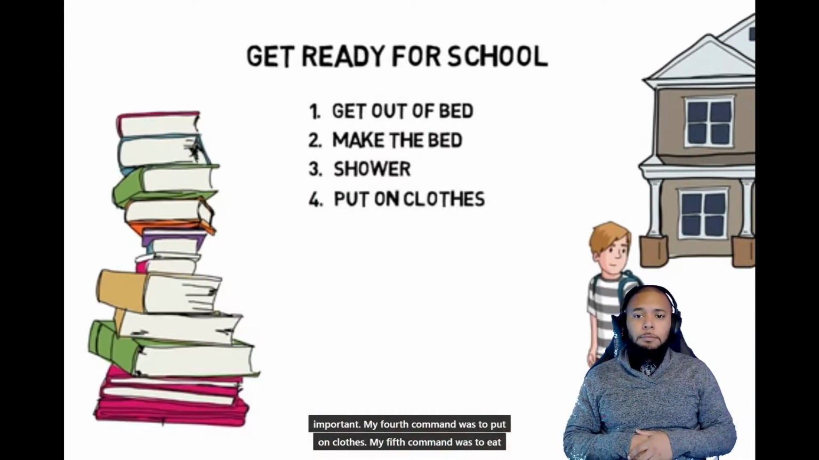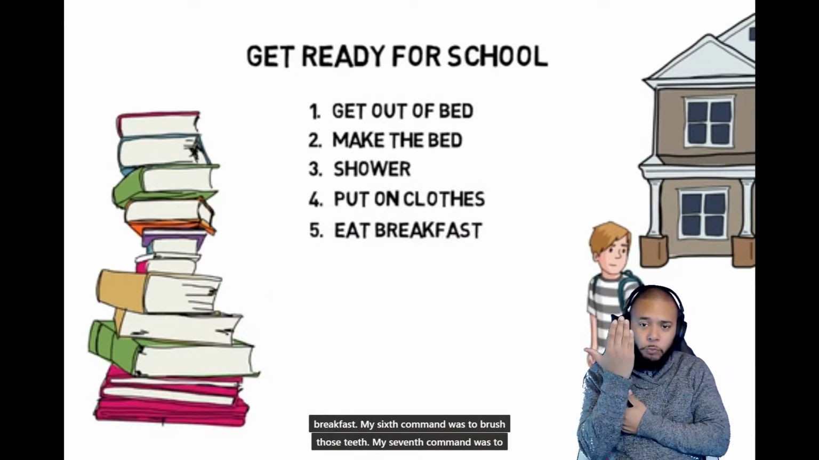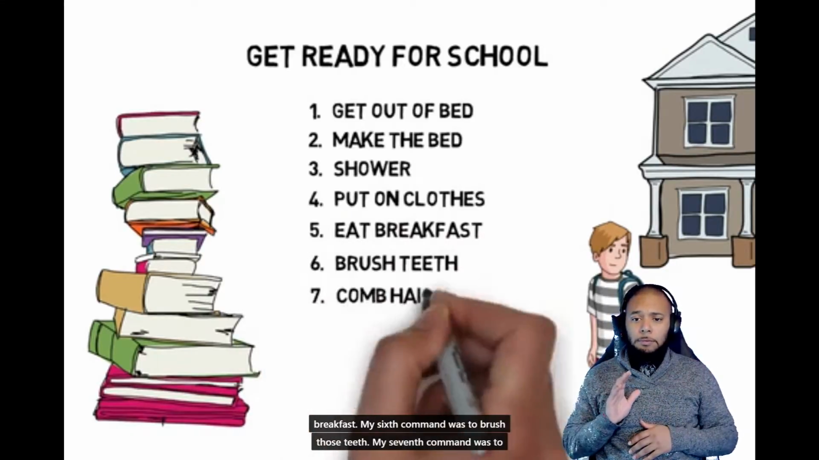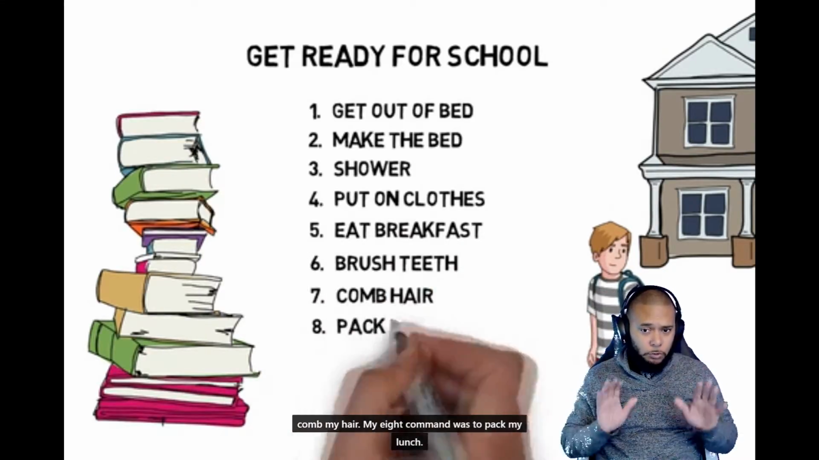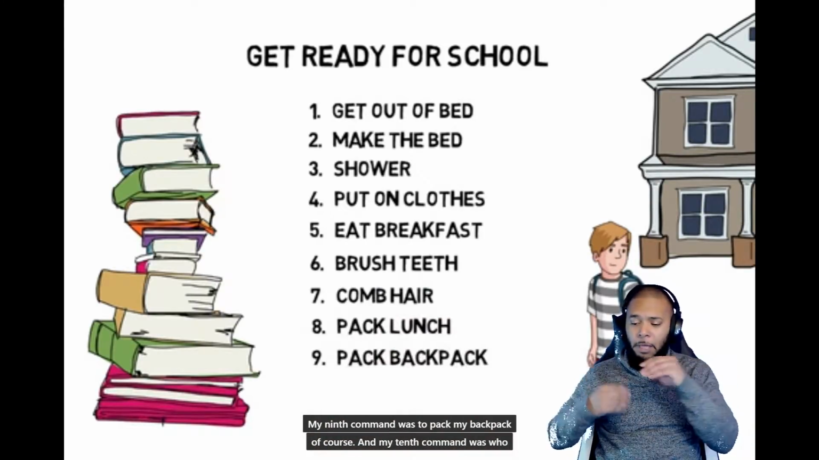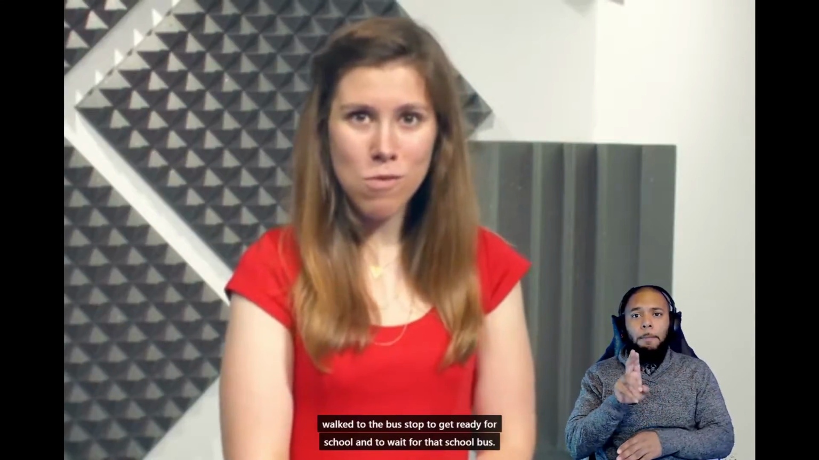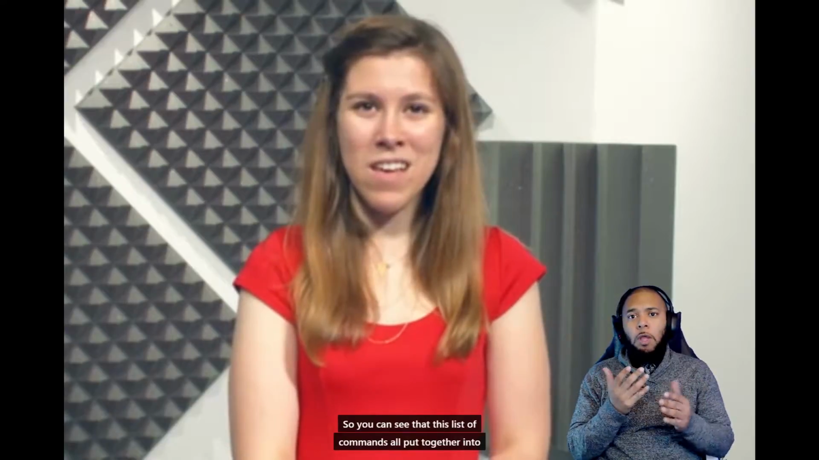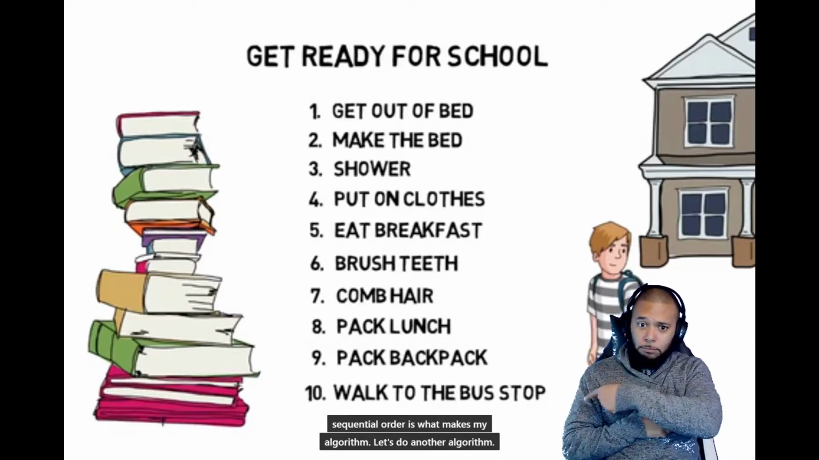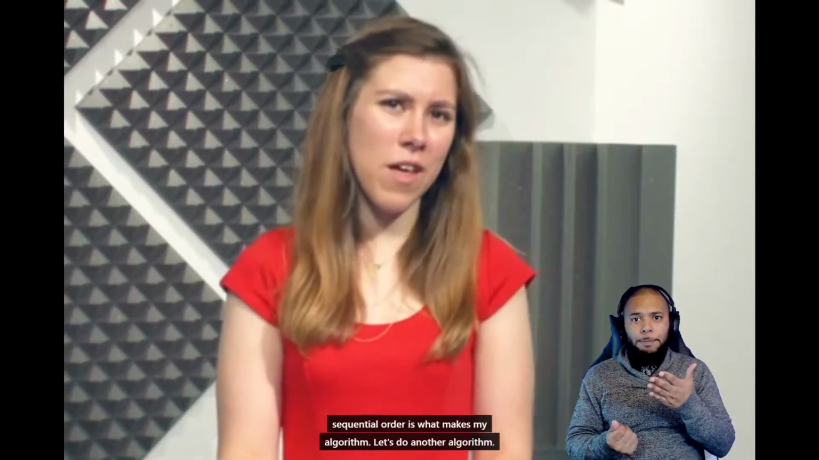My fourth command was to put on clothes. My fifth command was to eat breakfast. My sixth command was to brush those teeth. My seventh command was to comb my hair. My eighth command was to pack my lunch. My ninth command was to pack my backpack, of course. And my 10th command was to walk to the bus stop to get ready for school and to wait for that school bus. So you can see that this list of commands all put together into sequential order is what makes my algorithm. Let's do another algorithm.